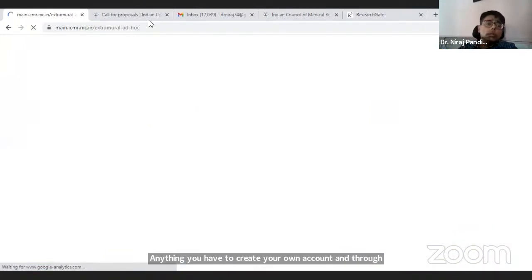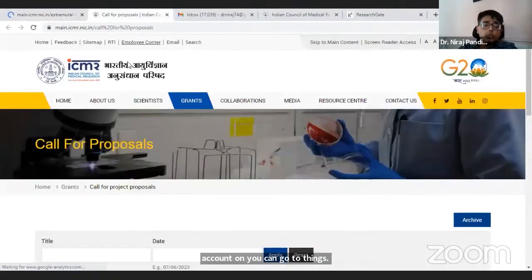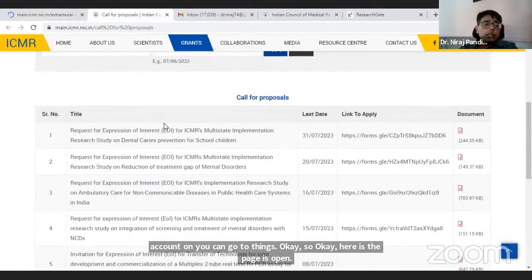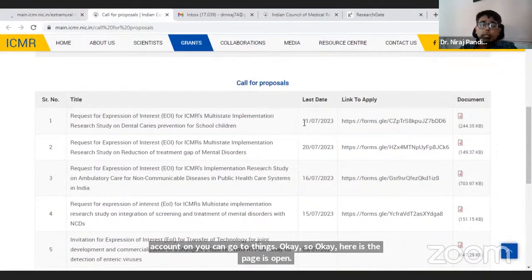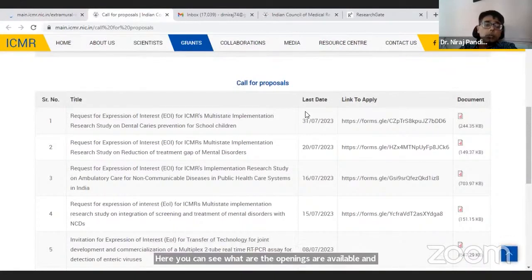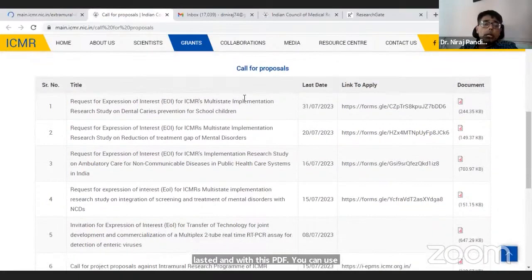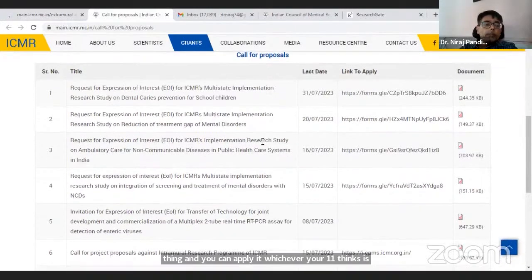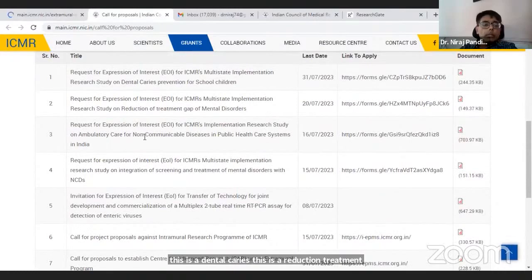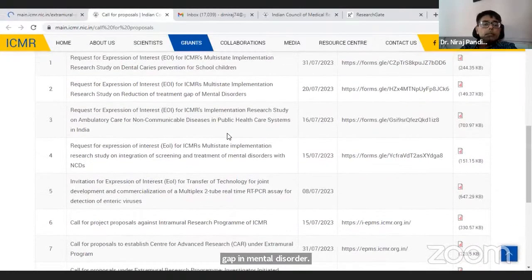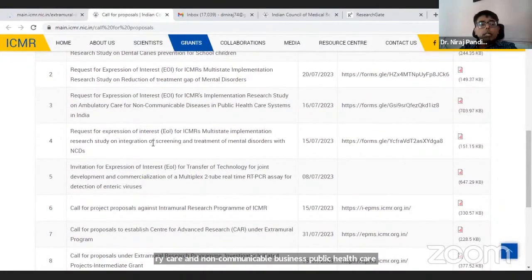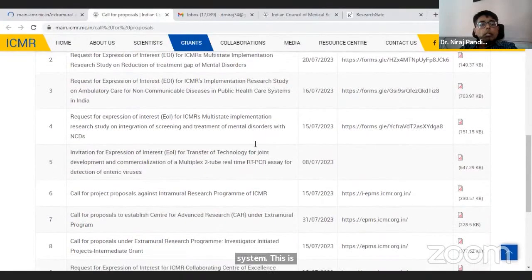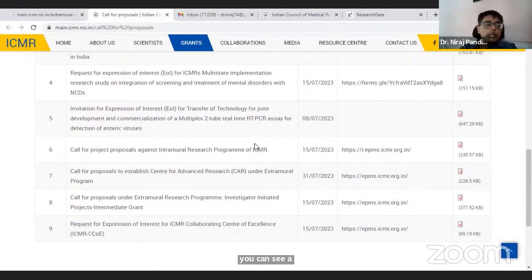Okay, here the page is open. Here you can see what openings are available and the last date, with this PDF. You can use all this, and you can apply for whichever is relevant. This is dental caries. This is reduction of the treatment gap in mental disorder. This is ambulatory care in non-communicable disease in the public healthcare system. This is screening and treatment of mental disorder. There are a lot of things upcoming in mental disorder.